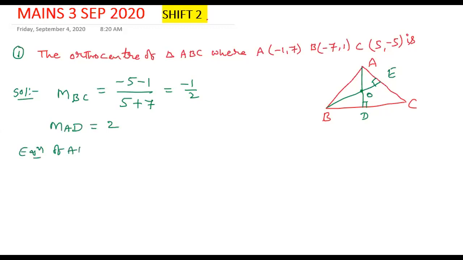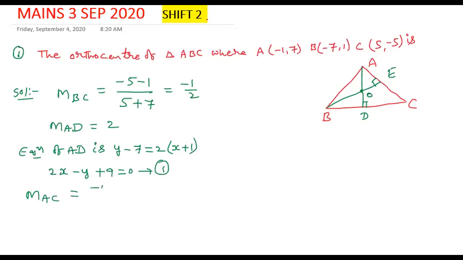It is passing through vertex A, so y minus 7 is equal to 2 into x plus 1. See the calculation: 2x minus y plus 9 is equal to 0. So this is one equation. Next find slope of AC. Slope of AC is y2 minus y1 by x2 minus x1. So this is minus 12 by 6. We get minus 2. Now perpendicular slope.